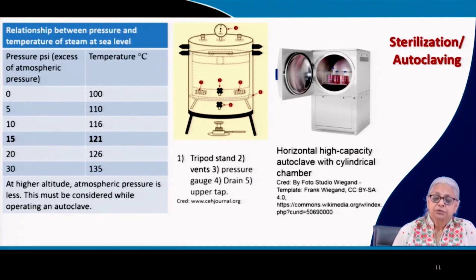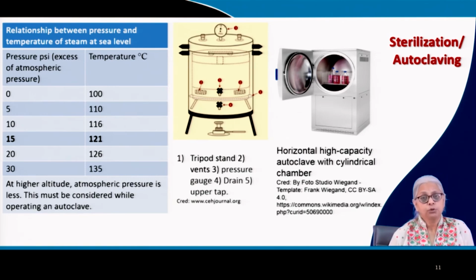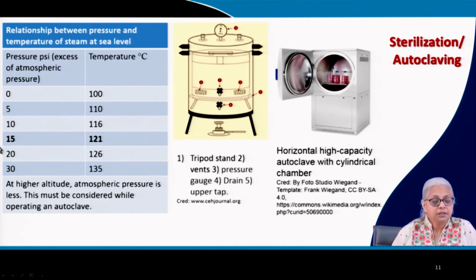How do we achieve sterilization, for example? So when we do microbiological experiments in the lab, we need to make sure that all our equipment, our media, our water, everything is fully sterilized. And in general, autoclaving is the method that we use for sterilizing our equipment and the media and so on. So these are the conditions: 15 psi atmospheric pressure and a temperature of 121 degrees centigrade is used for standard autoclaving or standard sterilizing procedure.